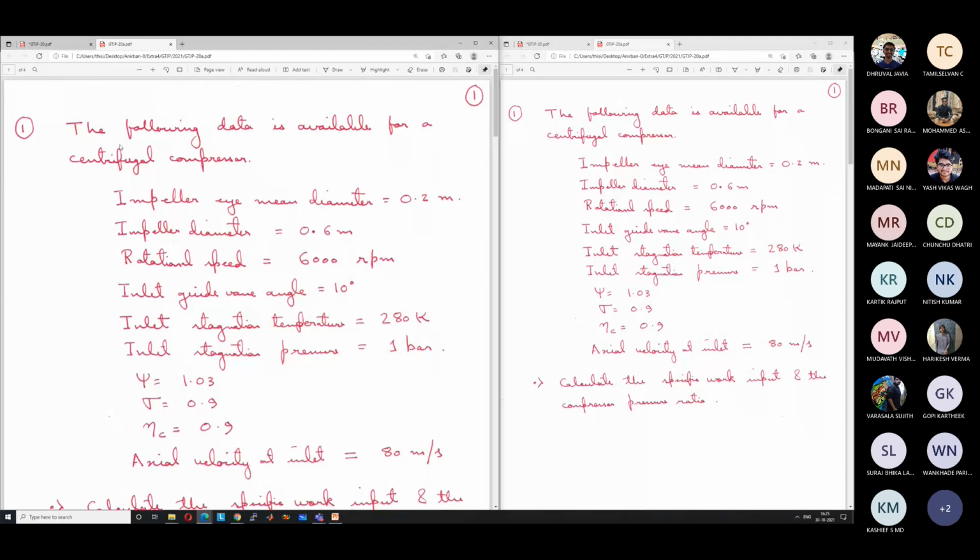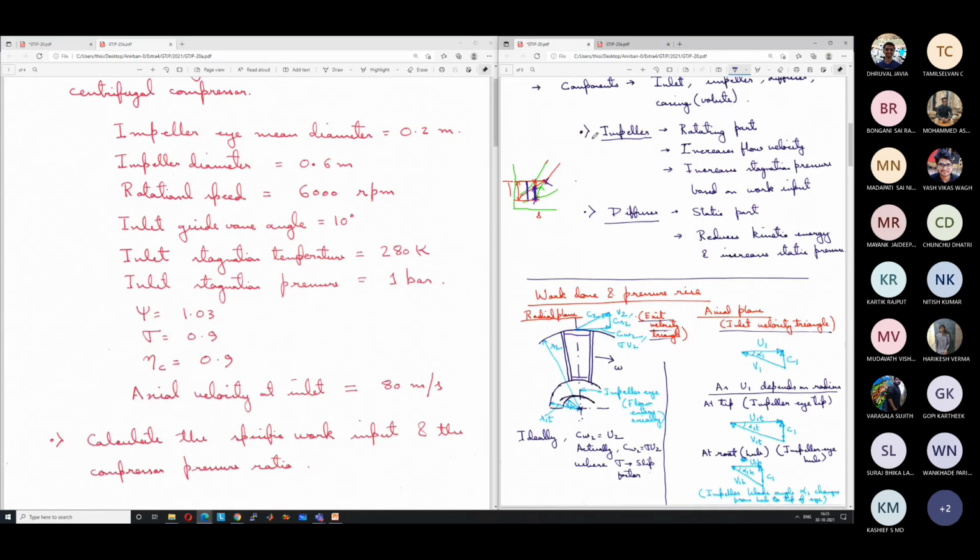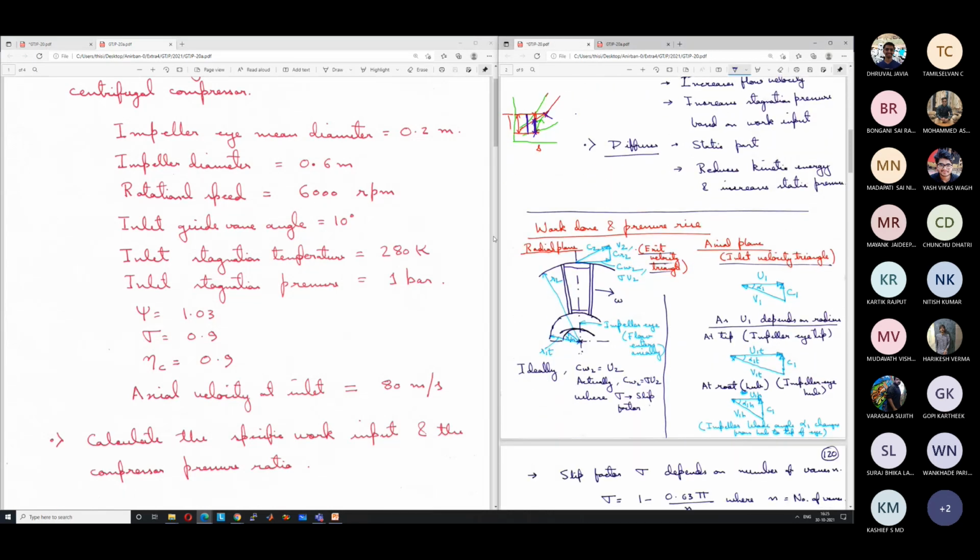Anyway, the following data is available for a centrifugal compressor. Impeller eye mean diameter: let me keep the diagram open for a second. The mean diameter is 0.2 meter. The overall impeller diameter is 0.6 meter. Rotational speed is 6,000 RPM. Actually, it is low. In general, it will be quite a bit higher, 18,000 or 20,000 RPM. I quickly wrote this problem, so I have used 6,000 RPM.